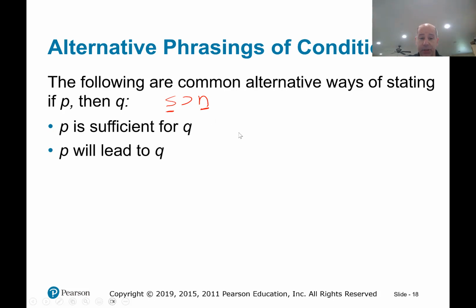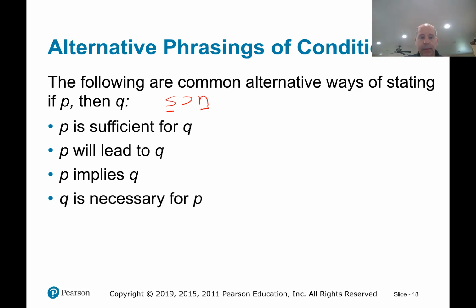P will lead to Q. That's another way to say the same thing. If P, then Q. P implies Q. I said that earlier, so that's another way. Q is necessary for P. There's the N, necessary. And sufficient. So P is the sufficient condition, Q is the necessary condition. There's a difference.